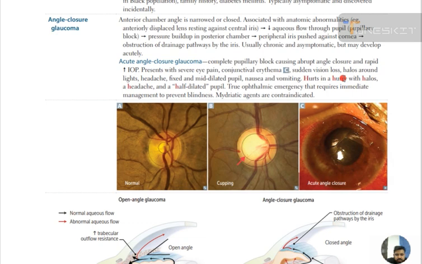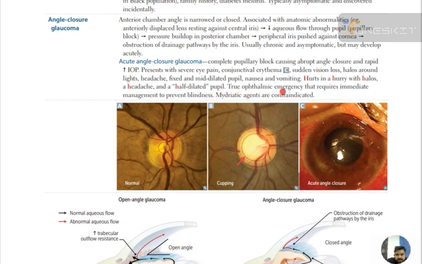Hurry means acute. In acute cases, there would be severe pain in the eye, and we can find halos around the lights, like you can see here, and there would be headache, and the pupil would be half dilated, as it is a complete pupillary block. It is a true ophthalmic emergency that requires immediate management to prevent blindness. So you can see here it can lead to immediate blindness.